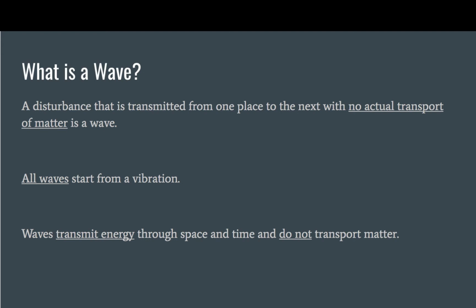All waves are started by some type of vibration, and the purpose of waves is to transmit energy through space and time. They do not transport matter. Energy is transferred through matter by a wave.